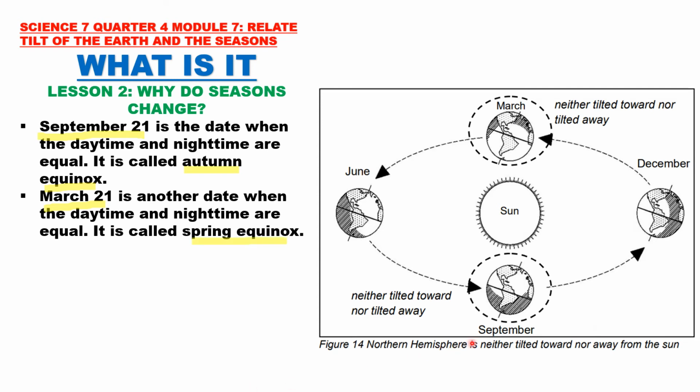So during the months of September and March, the Earth's axis is neither tilted toward nor tilted away from the sun. During this time, the northern and the southern hemisphere receive equal amounts of solar energy from the sun. The sun's direct rays fall directly on the equator. That is why during September and March we have equinoxes.